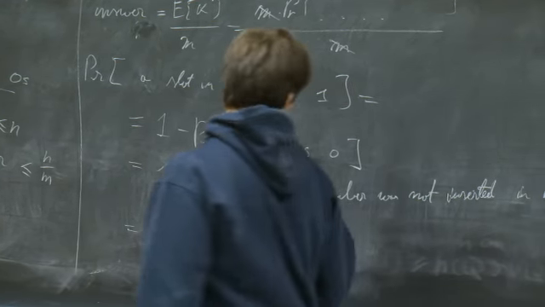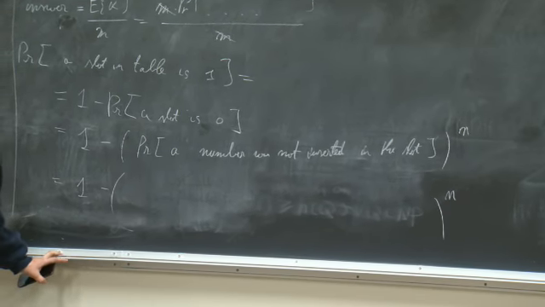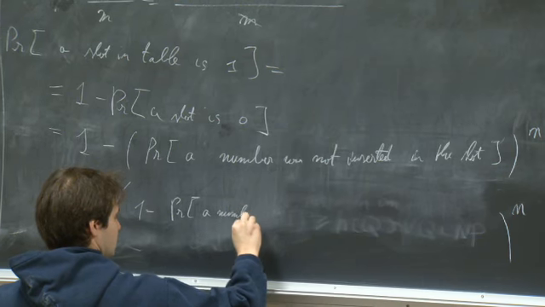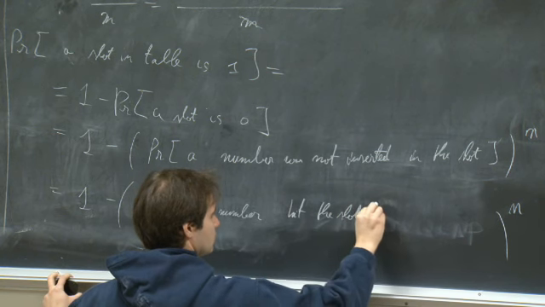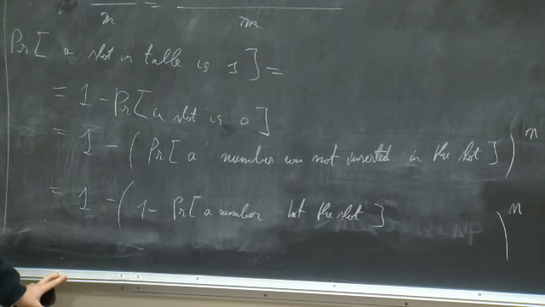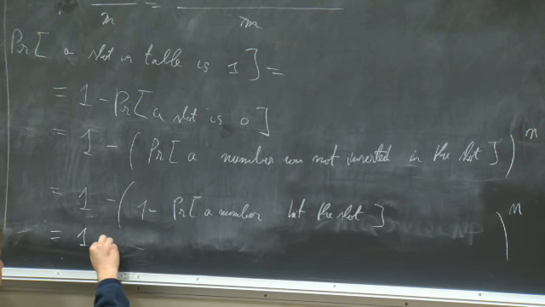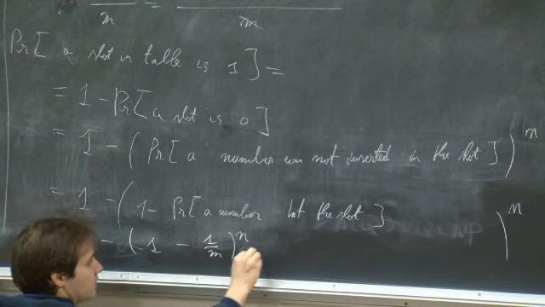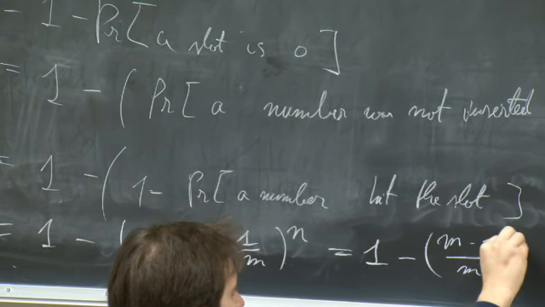And the probability that the number was not inserted in a slot is 1 minus the probability that it was inserted. Right? We're doing this again. 1 minus the probability that a number hit. Well, what's this probability? Uniform hashing. 1 over m. So this whole thing is 1 minus (1 minus 1 over m) to the power n, which is 1 minus ((m minus 1) over m) to the power n.